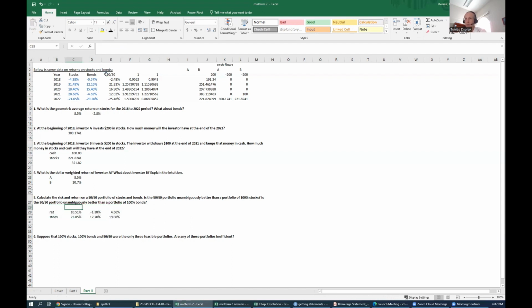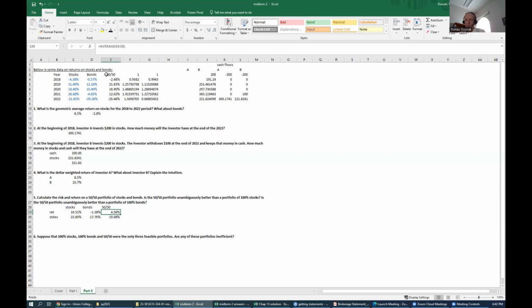So this is stocks, this is bonds, this is 50-50. Is the 50-50 portfolio unambiguously better than a portfolio of 100% bonds? And is it unambiguously better than a portfolio of 100% stocks?